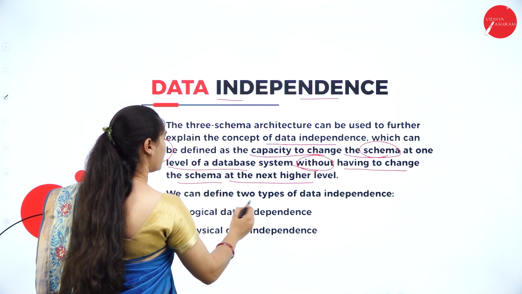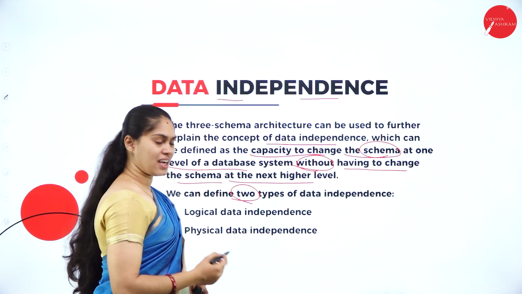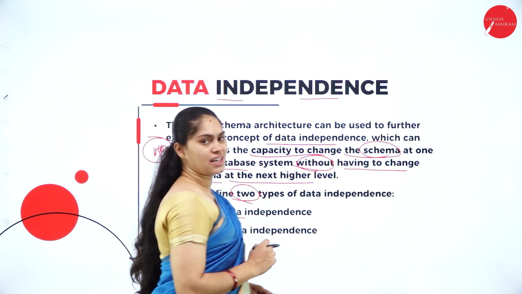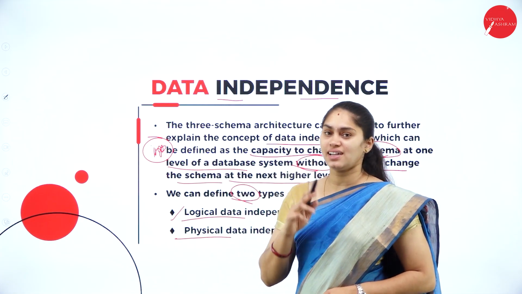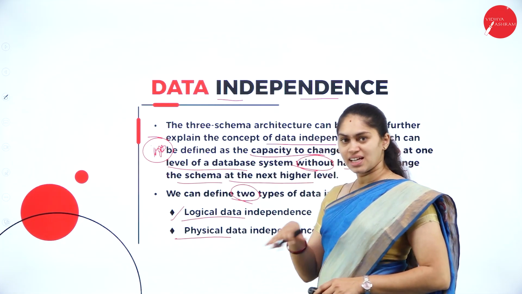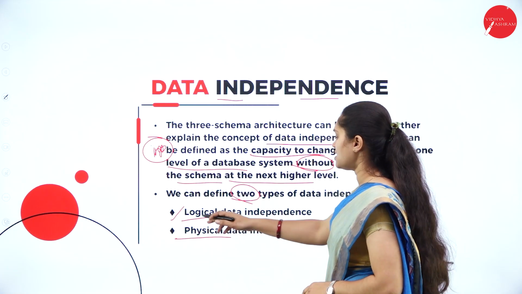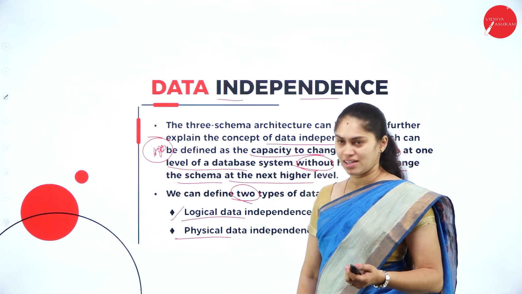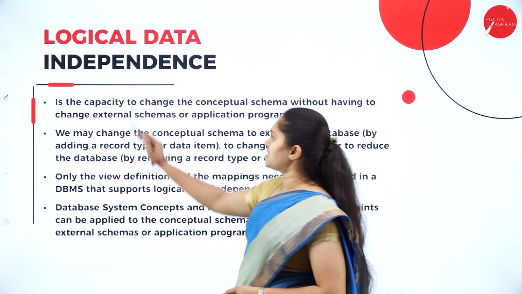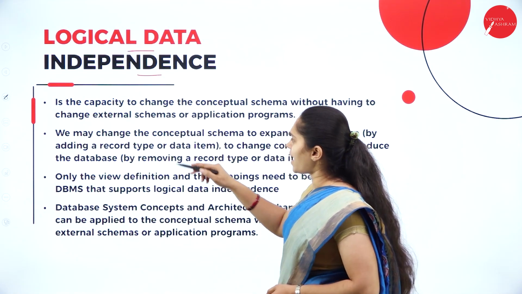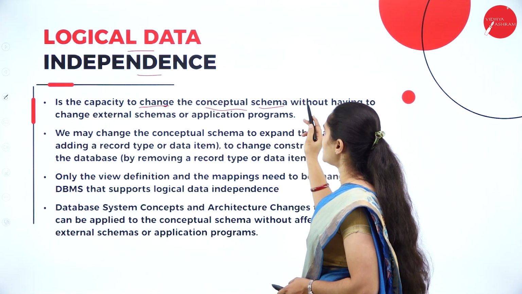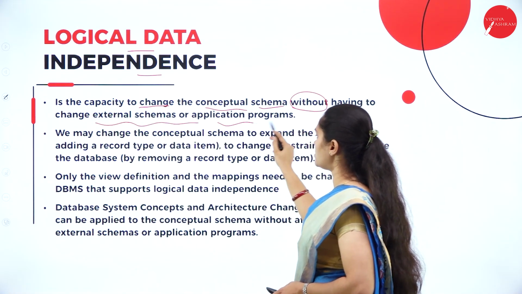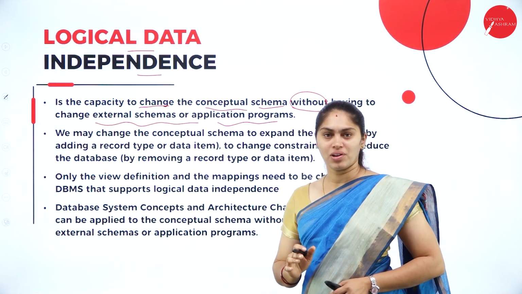So, in order to define this, we have 2 types of data independence that include logical data independence and physical data independence. Physical data independence deals with a physical level or low level, and logical data independence deals with a conceptual level or mid level. You can see here we have logical data independence. It is a capacity to change the conceptual schema without having to change the external schemas or application program.